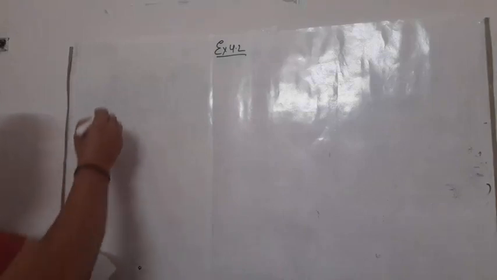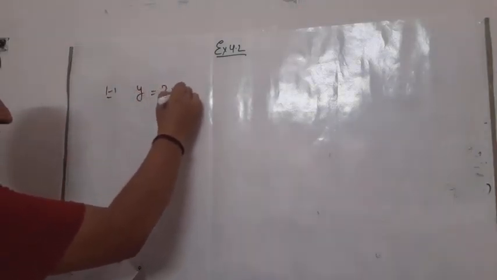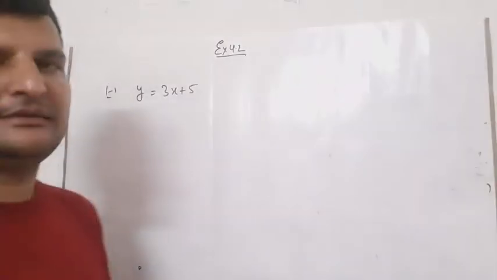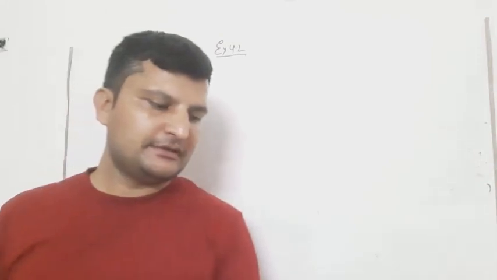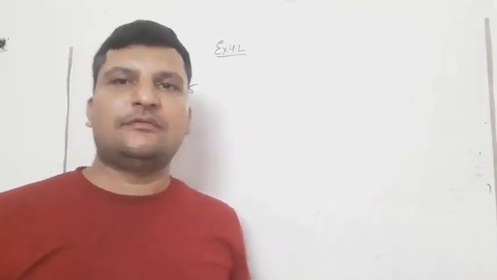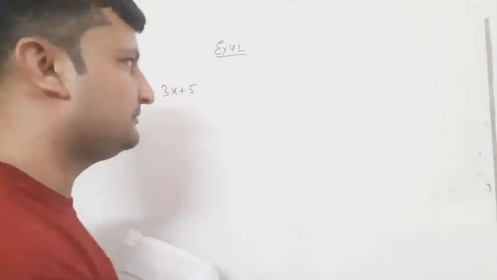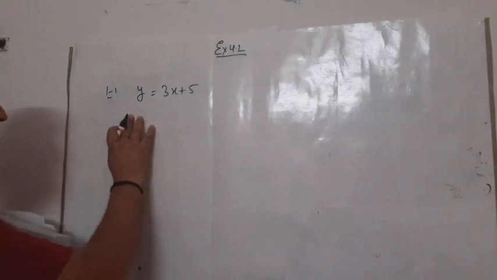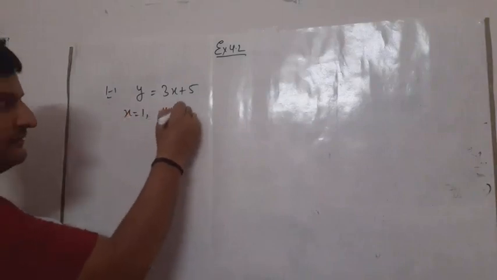The first question is we have to find y is equal to 3x plus 5. Our equation is given that y is equal to 3x plus 5. Now we have to find which of the following options is true and why. Y is equal to 3x plus 5 means we have to find how many solutions a linear equation has. Students, you have to understand that if we put x is equal to 1 here, what is the value of y we will get?